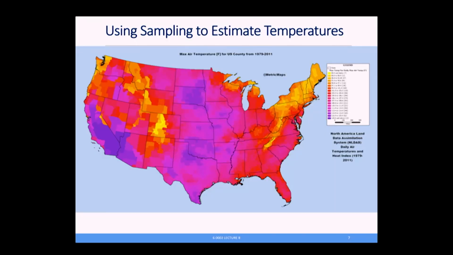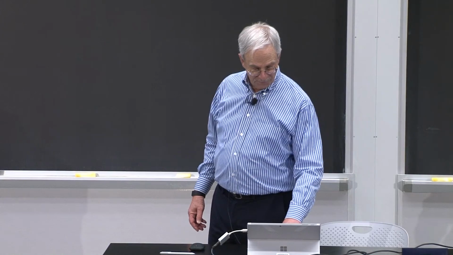So this is a map of temperatures in the United States. And so our running example today will be sampling to get information about the average temperatures. And of course, as you can see, they're highly variable, and we live in one of the cooler areas.